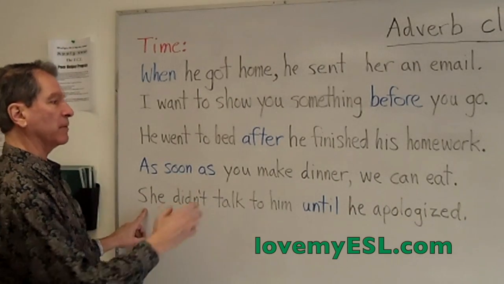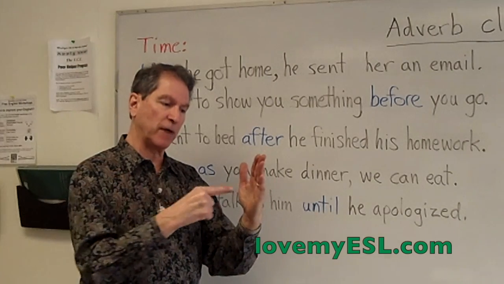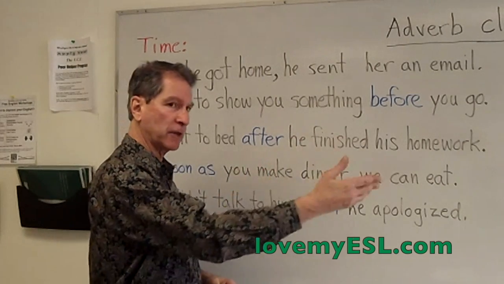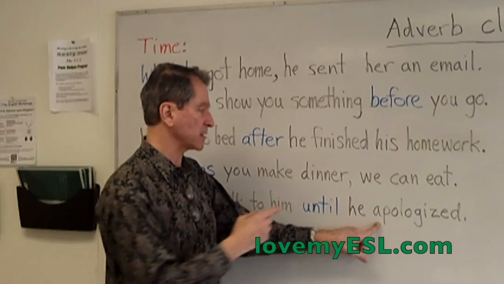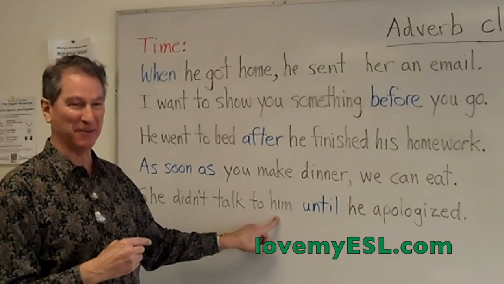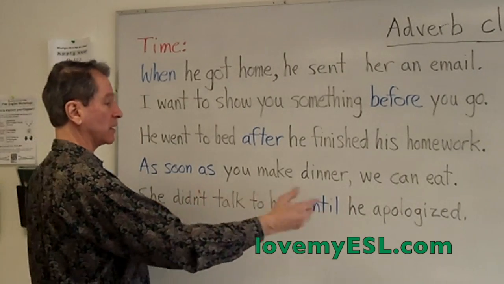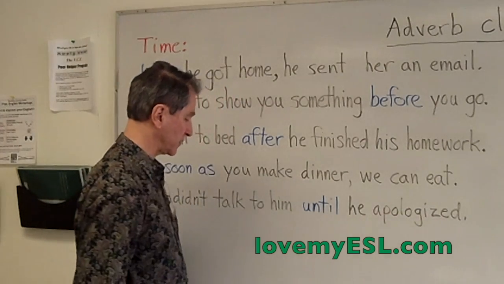She didn't talk to him until he apologized. Now the word "until" means up to that time. So not after that time, but up to that time. So first, he had to apologize, and as soon as he did, then she started to talk to him. So she didn't talk to him until he apologized. Notice there's no comma here because the adverb clause is on the end.